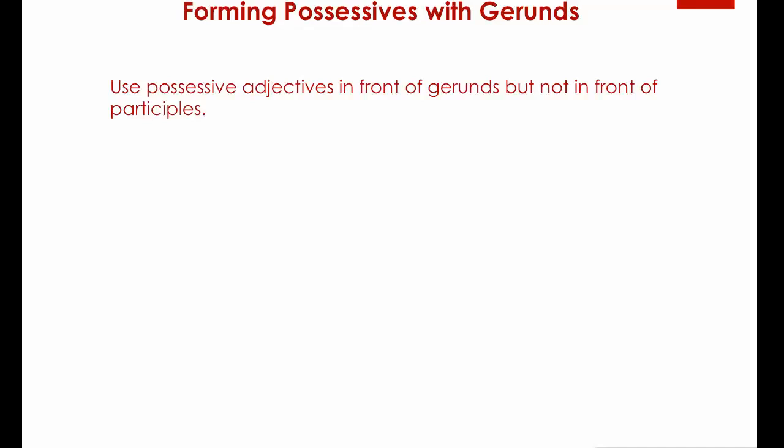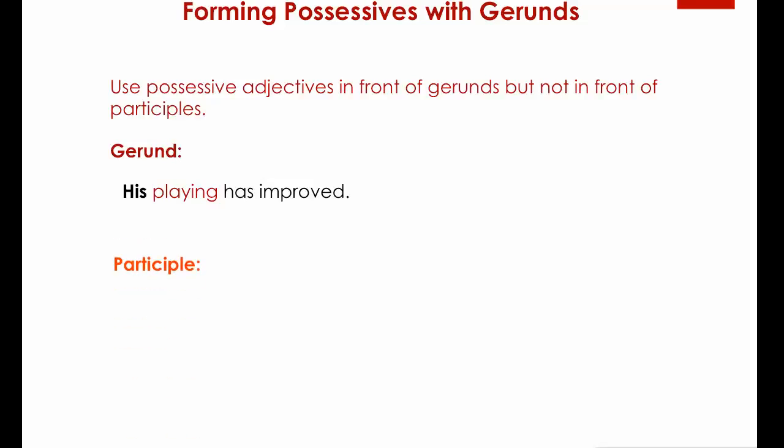Forming possessives with gerunds. As you know, a gerund is a word that ends in ing, so it looks like a verb, but it's actually functioning as a noun. When you are showing the possessive with a gerund, you use the possessive adjective form. So the gerund: his playing has improved. Playing is functioning as a noun here. It is the subject of the sentence. When I want to show ownership of playing, I add the possessive adjective in front of it, his playing.